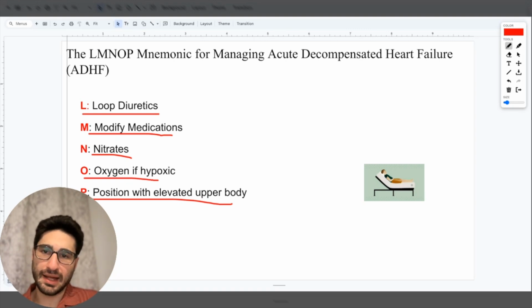So that is the mnemonic that I have. I hope this helps. You can use this when you have a patient with acute decompensated heart failure.